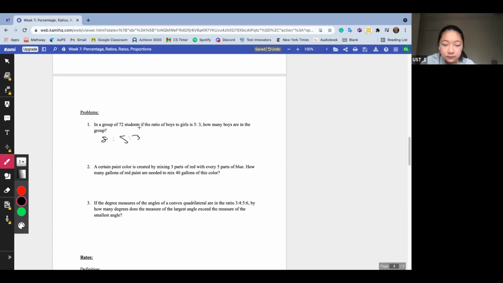So what we want to do here is find the ratio of the total number of students to boys. So 8 over 5 equals 72 over x, where x is the number of boys. And from that first property, you can multiply 8 by 9 to get 72, and you can multiply 5 by 9 to get 45. So you'll get x equals 45.